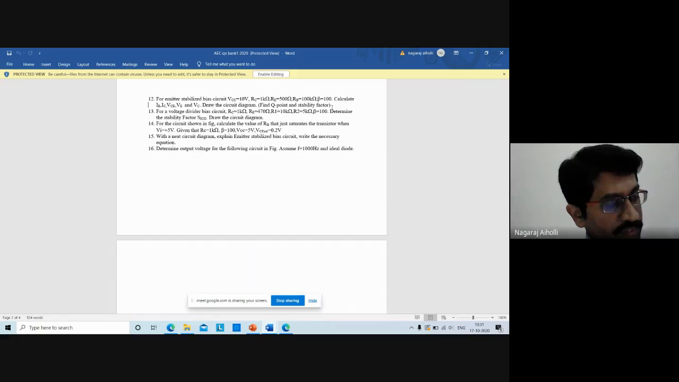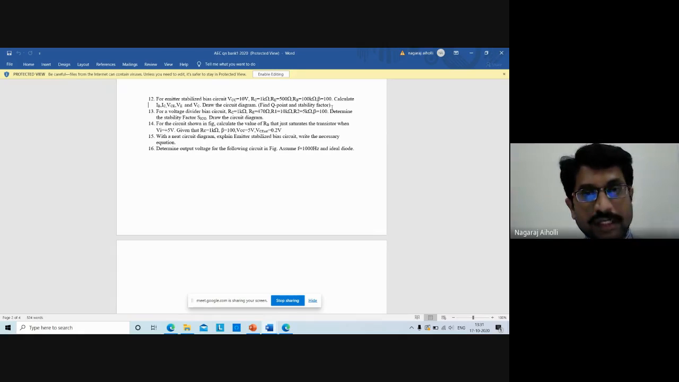So once you find VE, you can also find VC. VC is VCC minus IC into RC. These equations were already explained when explaining the emitter stabilized bias circuit, and notes are also provided on that. Just go through those equations, substitute the values, and find the different parameters: IB, IC, VCE, VE and VC.